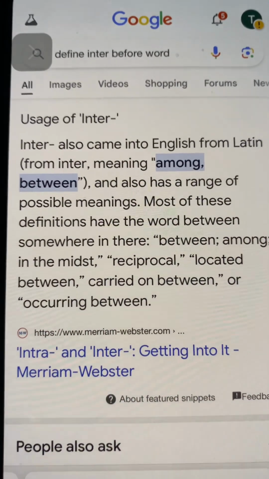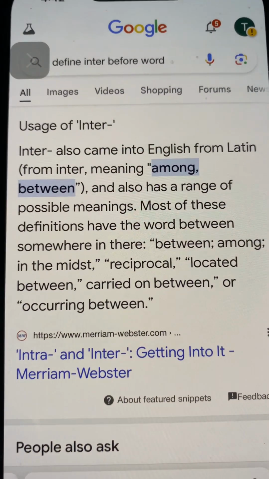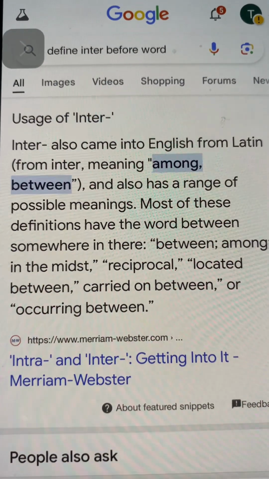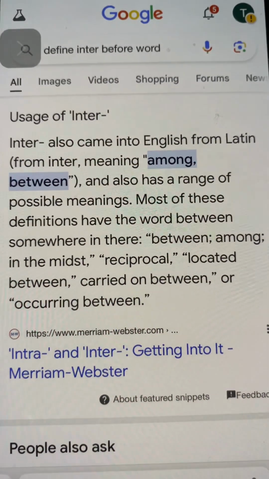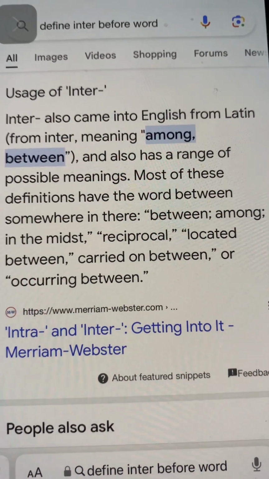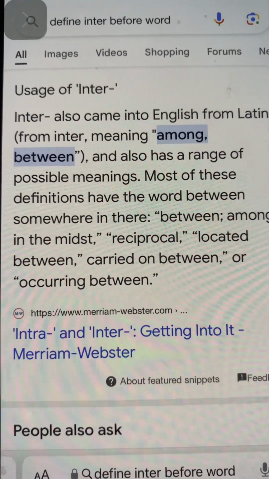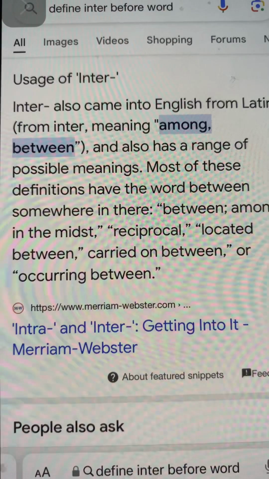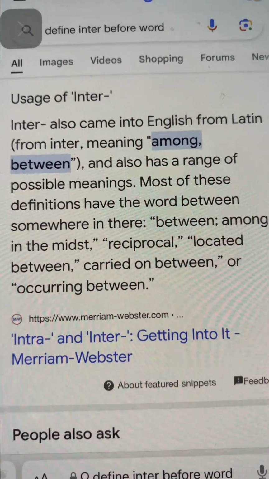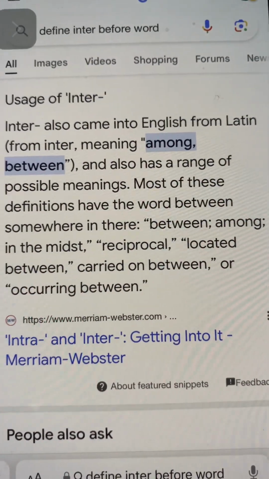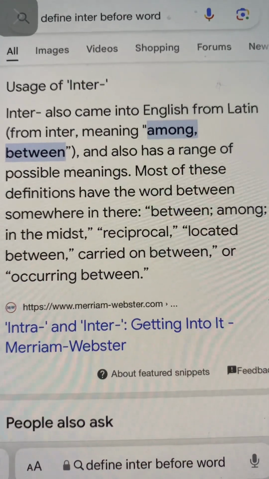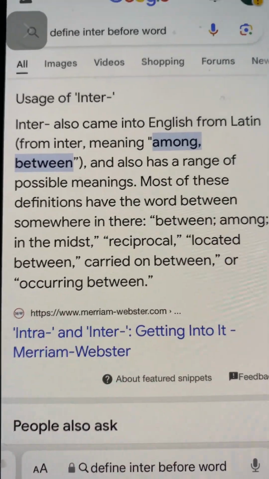So I'm going to just read this definition of this root inter. Okay, so it comes from the Latin word meaning among and between. I'm going to read the rest of the definition, but what's standing out for me here is the word between and among. It says it also has a range of possible meanings. Most of these definitions have the word between somewhere in there: between, among, in the midst, reciprocal, located between, carried on between, or occurring between. So I want you to keep that in mind.